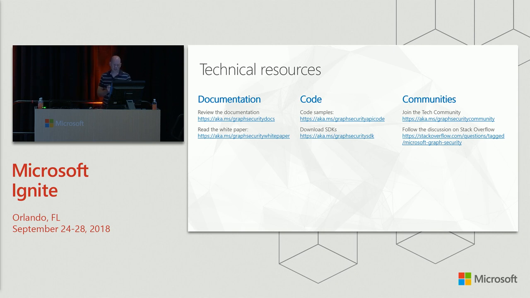The code samples at the top link there is Graph Security API code. It takes you to a Python, a C#, and a Node.js version of the app that you just saw. We have the SDKs available in many, many different languages. We have a robust community, so if you have any questions as you begin to play with this API, please go to the community, sign up for the community, and participate in the discussions there. And of course, we're on Stack Overflow monitoring the conversations there as well. So I encourage you to take advantage of that.